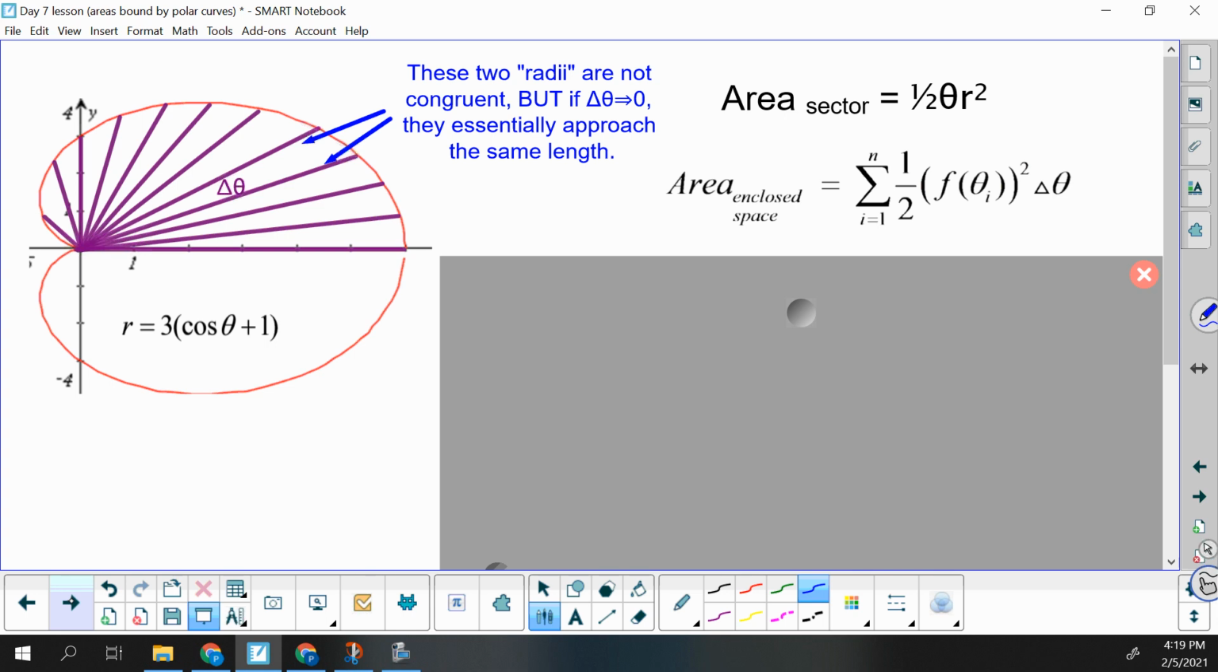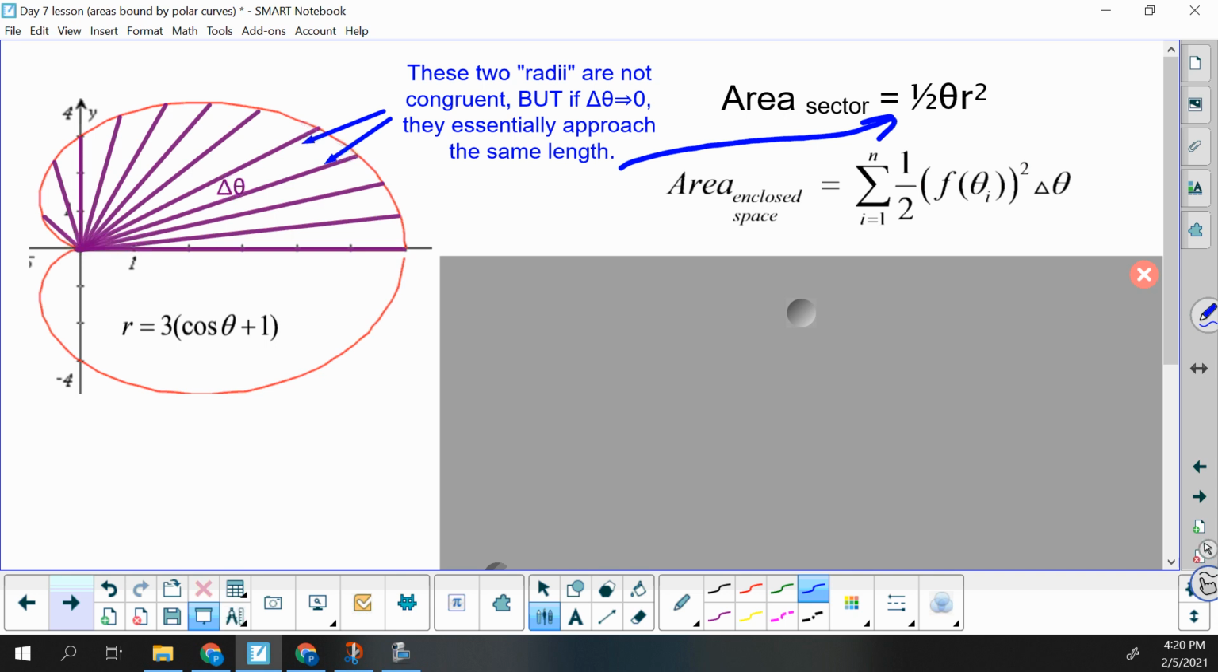Our angle of that slice, we're going to call delta theta, the change in theta. But like we let the number of rectangles go to infinity when we did Riemann sums, and that made our delta x get infinitely small. If we have our number of wedges go to infinity, that will make delta theta get infinitely small. As delta theta gets infinitely small, those two radii are going to approach the same length and be essentially the same. So when our number of wedges goes to infinity, the area of our sector will approach our area formula we just did.